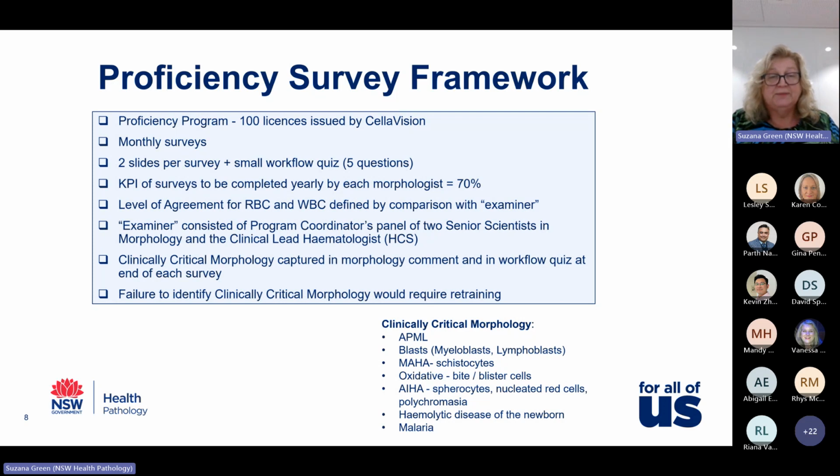clinical lead haematologist, Dr. Tim Brighton. The clinically critical morphology was captured either in the morphology count of the survey itself, or in an add-on little workflow quiz which had a link per survey. Failure to identify those clinically critical morphology components would require that participant to be retrained. Some of those clinically critical morphologies are listed here below.